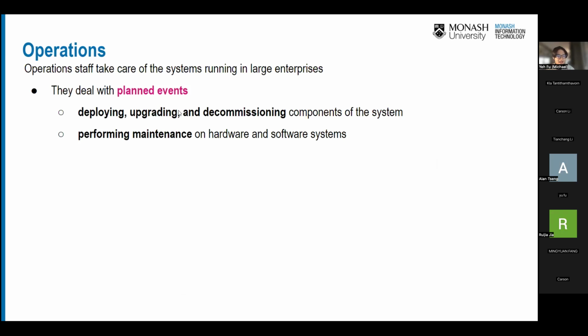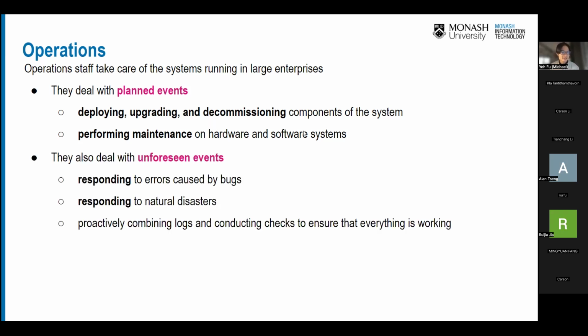So let's first talk about the operation. The operation team actually needs to deal with planned events such as deploying, upgrading, or decommissioning unused components in your software system. They also perform maintenance on hardware and software systems. They also need to deal with unforeseen events, for example, responding to errors caused by bugs or responding to natural disasters affecting the hardware system.